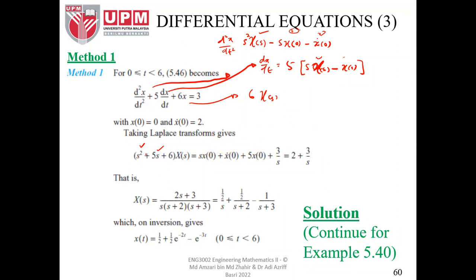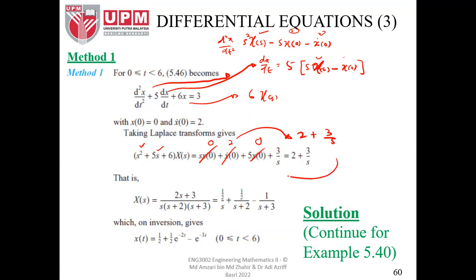This becomes s squared plus 5s plus 6 times X(s) equal to s x(0) plus x dot(0) plus 5 x(0), and the 3, when we Laplace 3, becomes 3 over s. We know that x(0) equals 0, so automatically those terms become 0. Then x dot(0) is 2. So you will get 2 plus 3 over s for this Laplace.